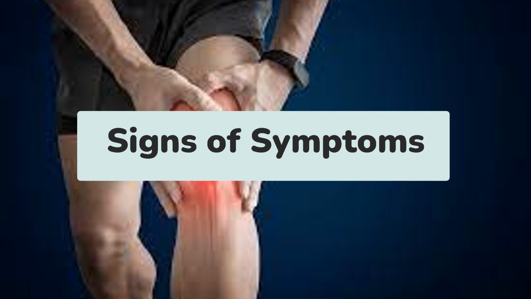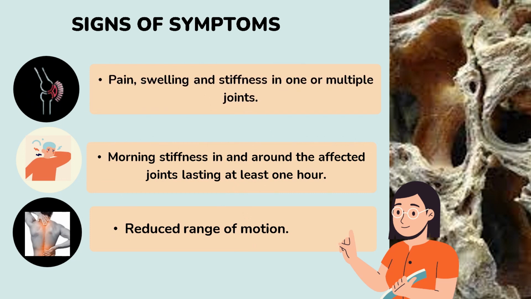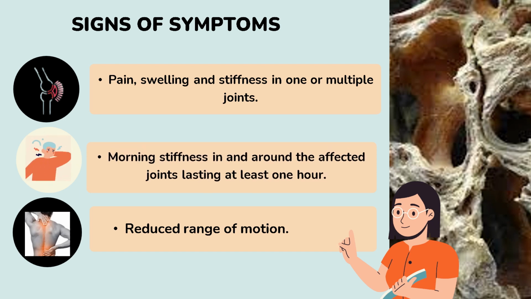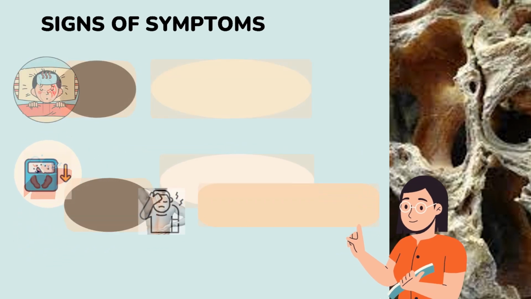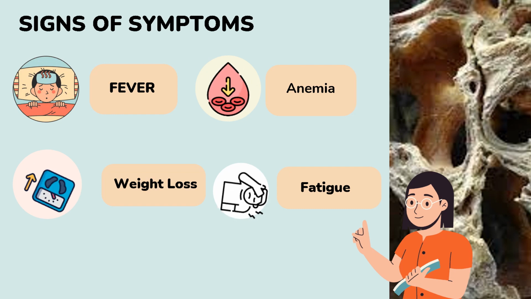Signs and symptoms of arthritis. First, pain, swelling and stiffness in one or multiple joints. Second, morning stiffness in and around the affected joints lasting at least 1 hour. Third, reduced range of motion. Fourth, fever, anemia, weight loss and fatigue. People who have experienced these symptoms may have arthritis disorders.